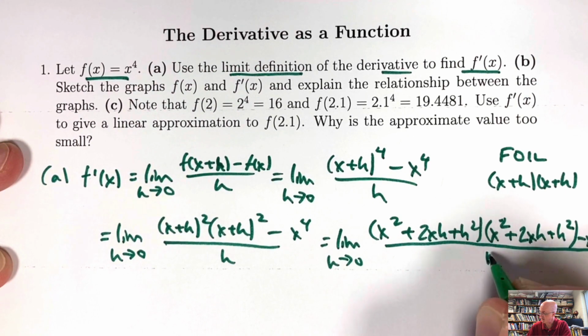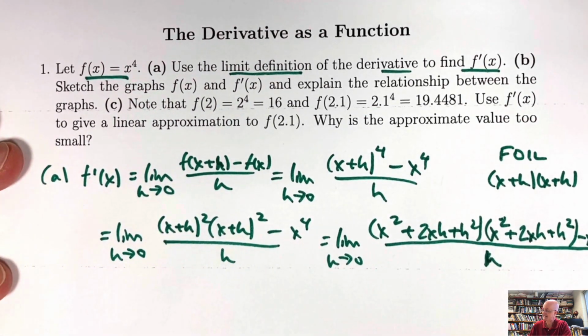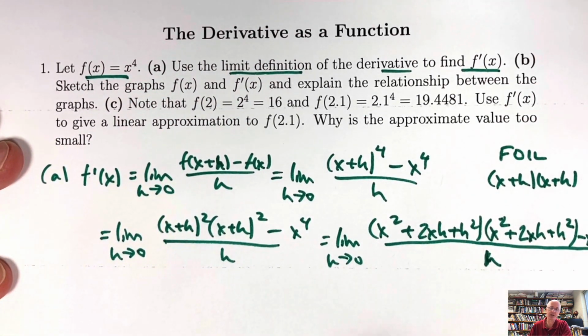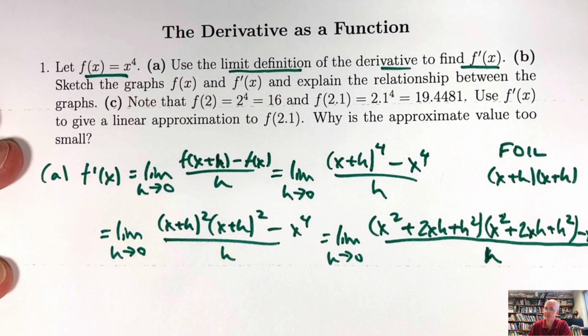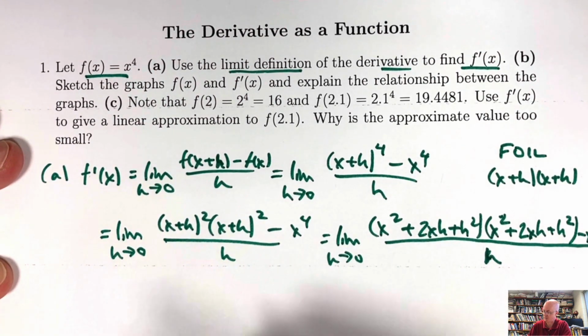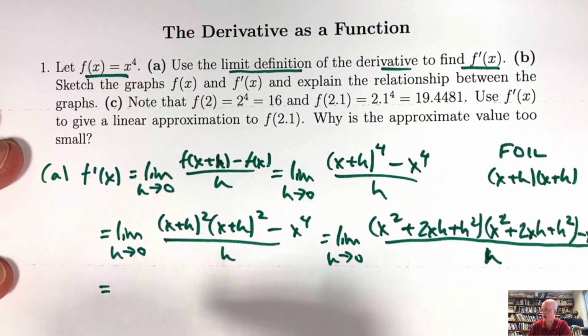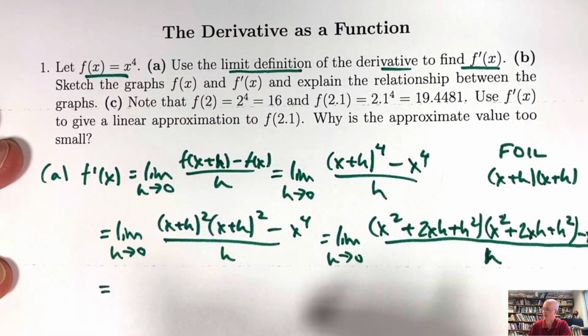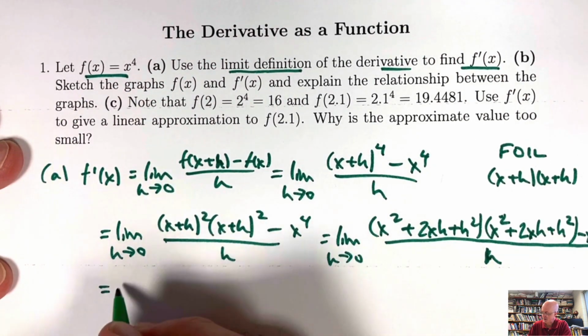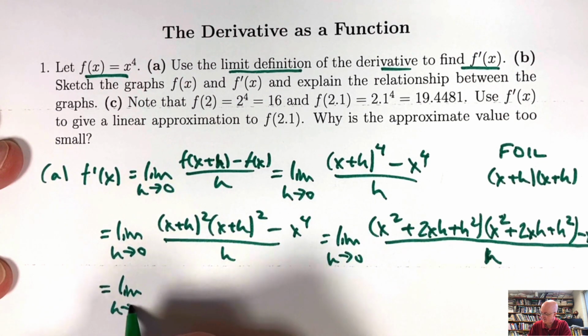What's going to happen here ultimately, if you don't make a mistake, is that any terms that don't involve an h in the numerator will be canceled, and we'll be able to factor an h out of the numerator and divide it out with the h on the bottom, and then ultimately plug in 0. That's always what happens in these types of problems, fairly simple problems with power functions, if you don't make mistakes. So now go ahead and keep going.